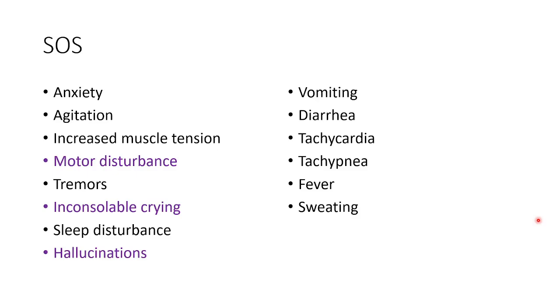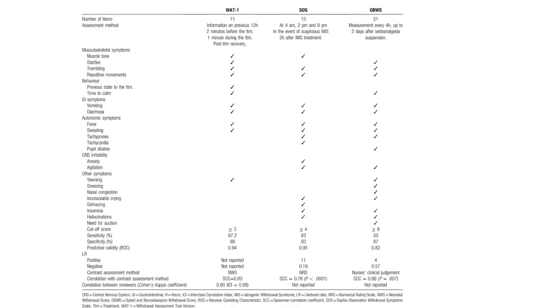So just to summarize properly, these are the symptom components of the Sophia observation scale: anxiety, agitation, muscle tension. These three symptoms in purple, motor disturbance, inconsolable crying, and hallucinations, are additional to the withdrawal assessment tool, and the proponents of this score believe that it's a better score when you're trying to look at benzodiazepine withdrawal. This was another study which compared the three scores.